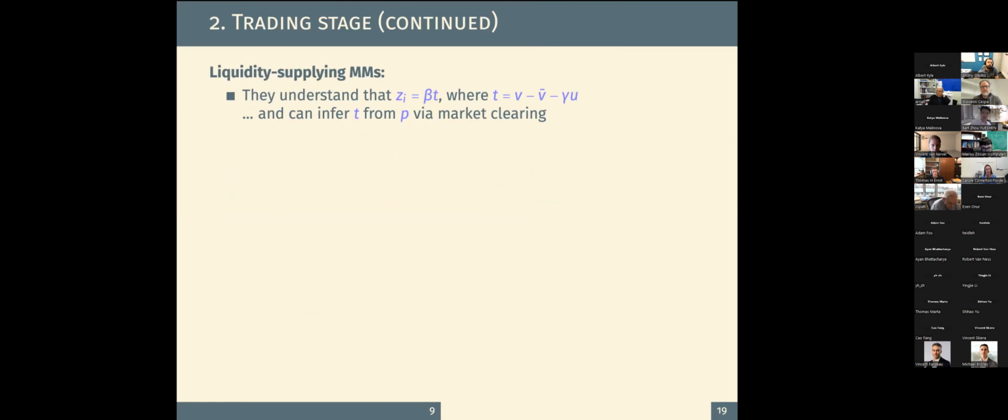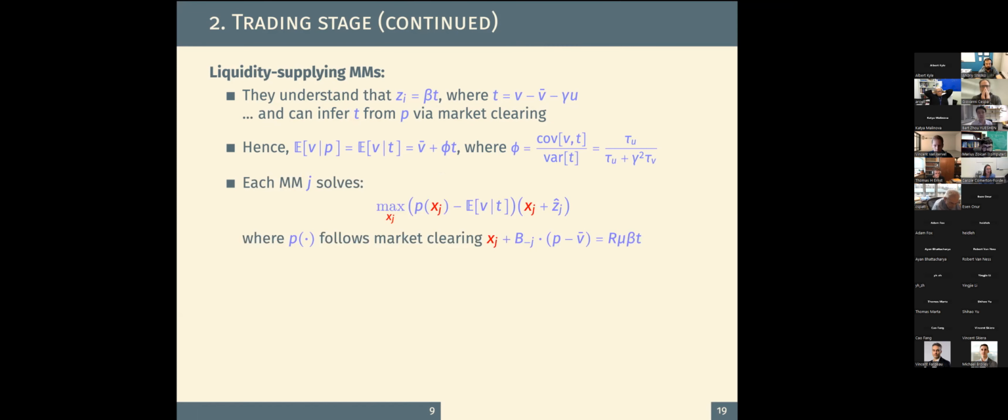Moving on to the liquidity supply side, they understand that the order Z_i is the aggressiveness coefficient beta times the T, which is the information signal extracted by the investors, a linear combination from their coefficients. Okay, so the market makers can infer this signal T from the market clearing price P, and they do the standard Bayesian updating, and the P coefficient is the phi, which is just the projection coefficient here. Okay? And then they can optimize. They solve the following optimization problem.